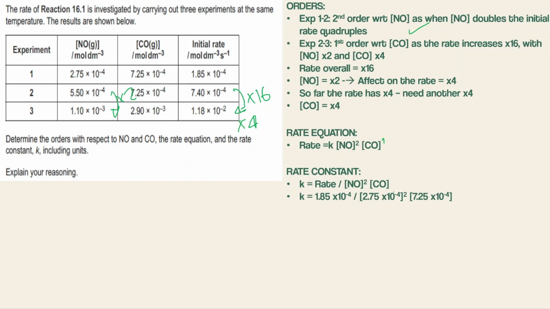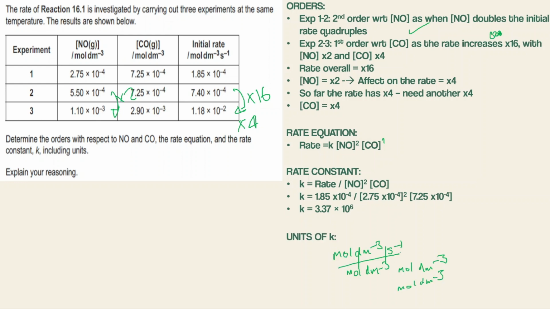So I've used the values for experiment 1. Notice how I haven't switched anything up. I haven't used, say, the concentration of NO in experiment 2. I haven't written down 5.5, okay? I've kept it simple. And then that's my answer for the rate constant, but it's not complete yet. We need the units of k.